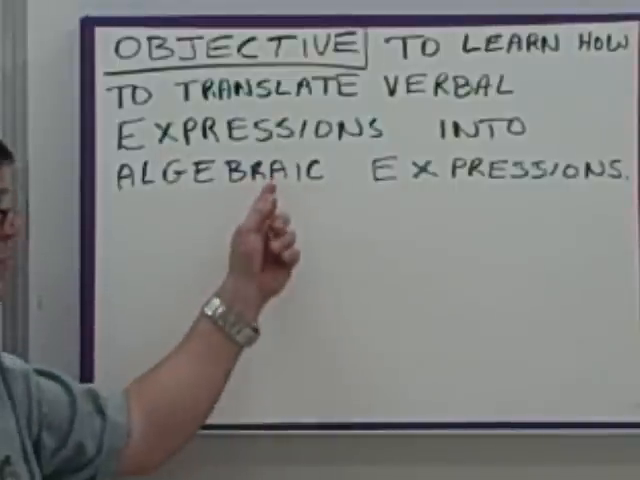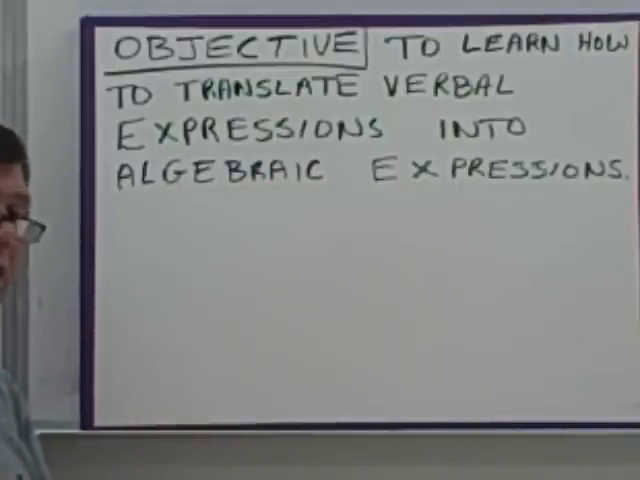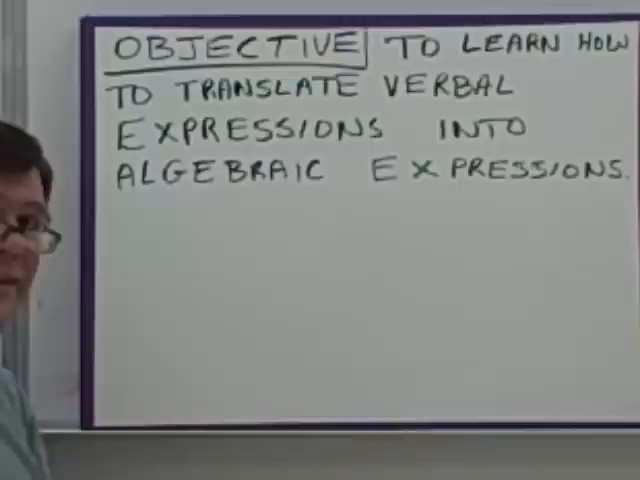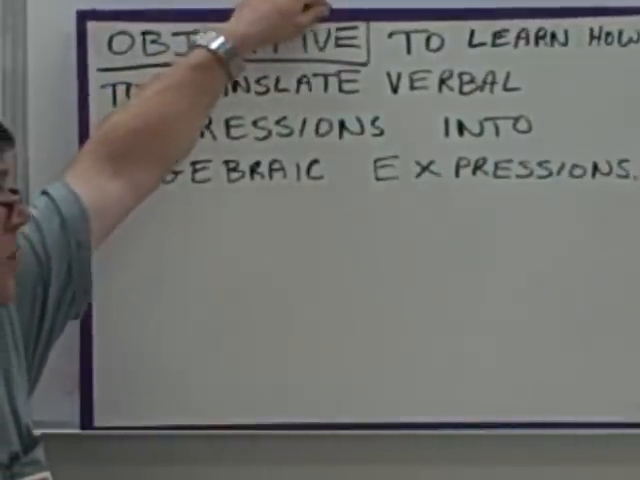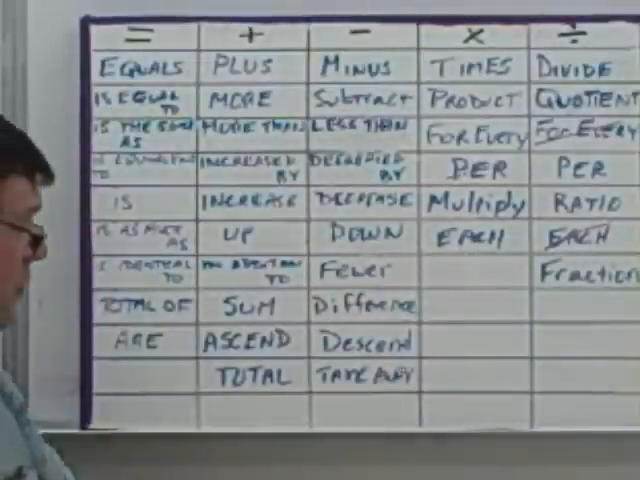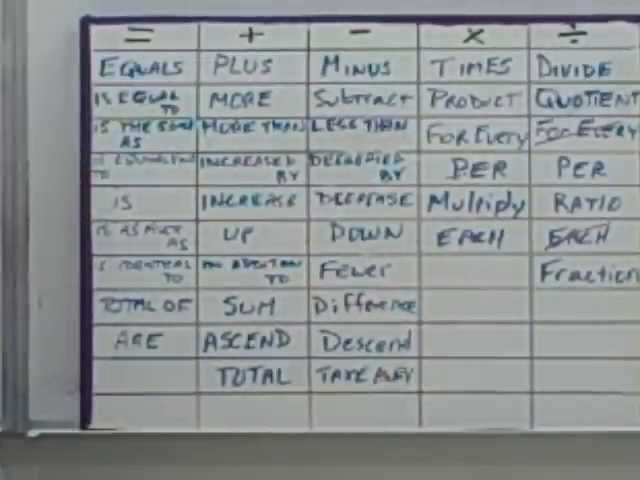There is a difference between an algebraic expression and an algebraic equation. An algebraic equation has an equal sign in it. Expressions do not. So we're talking about translating word problems into algebraic equations or expressions that we can solve or simplify to figure out what's going on with the word problem.